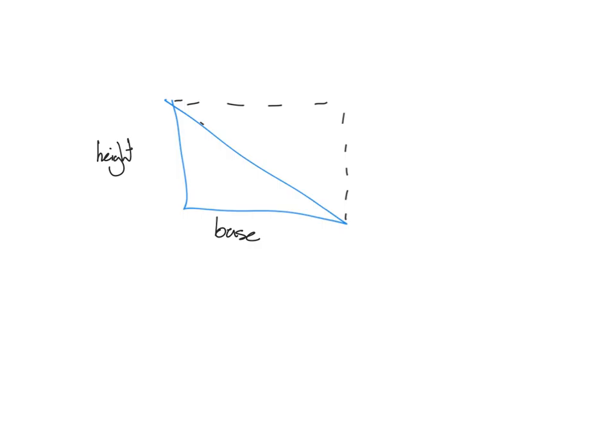So if a triangle takes up half the spot that the rectangle would, it makes sense that the formula for a triangle is going to be area equals half base times height. If we just did base times height, we'd be working out the area of the entire rectangle. We times it by a half because it only takes up half that space. We have another triangle here that's missing.